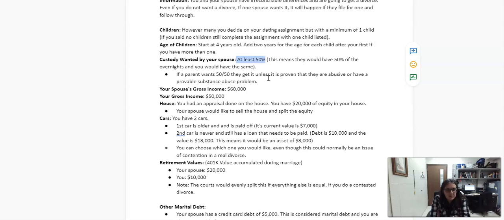Cars, you have 2 cars. The first car is older and is paid off. Its current value is $7,000. Second car is newer and still has a loan that needs to be paid. The debt on the loan is $10,000 and the value is $18,000, that means there would be an asset of $8,000. You can choose which one you would like for the car, even though this could normally be an issue of contention in real divorce. So you might have one person that's like, I want car one or car two, whichever one, and then you do too. And so it might be an argument. But for this, we're just going to let you choose.